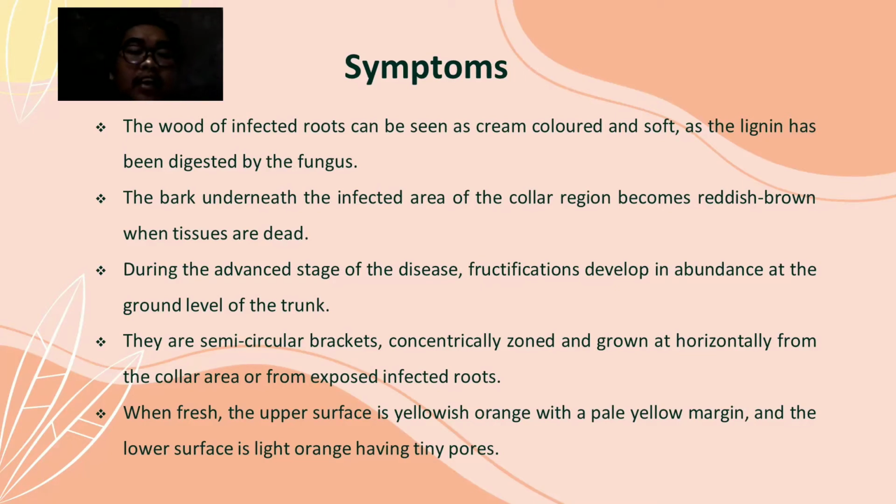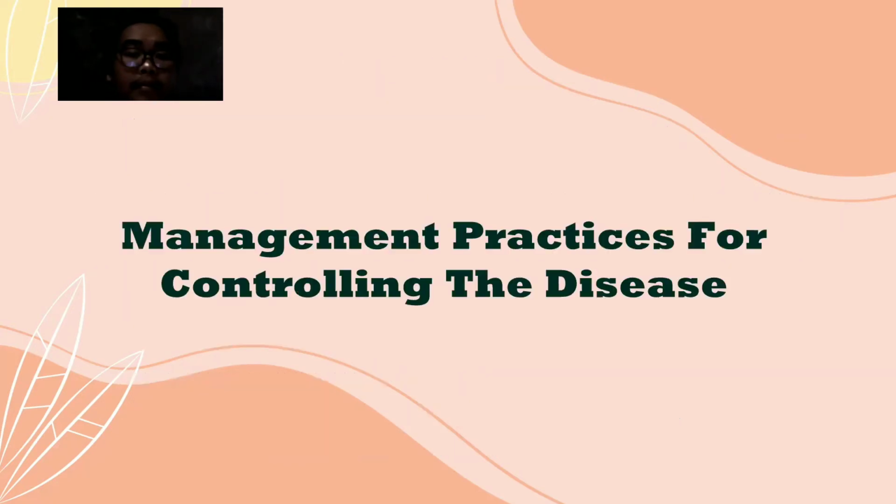There are semi-circular brackets, commonly zoned, rounded at the horizontal front to the collar area from the infected root. When fresh, the upper surface is yellow with a pale yellow margin, and the lower surface is bright orange. So next we go to the management practices for controlling the disease. So how to manage the disease, how to control.